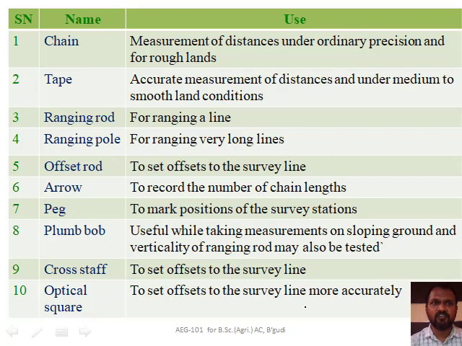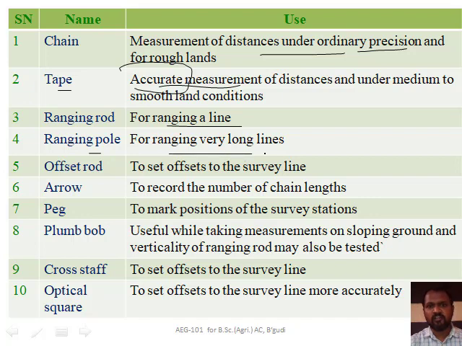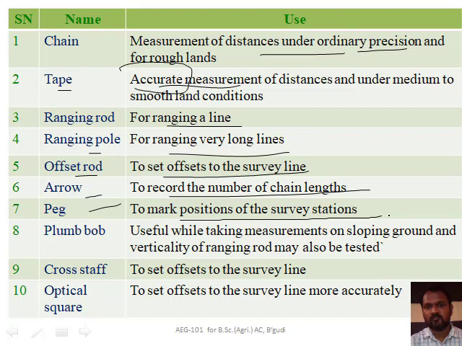In today's class, we have studied the different instruments which we use for surveying. That is the chain, and we know that the chain is used for the measurement of distance with ordinary precision. Then the tape for measurement of distances with more accuracy, and the ranging rod to range the line, ranging pole for ranging very long lines, offset rod to set the offset on the survey line, arrow to record the number of chain lengths, pegs to mark the positions of the survey stations, plumb bob.